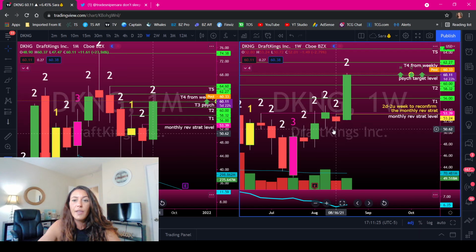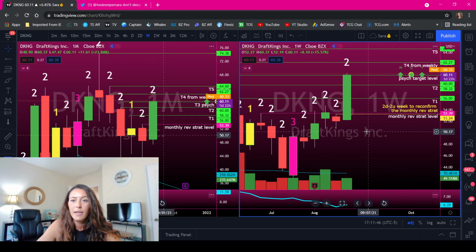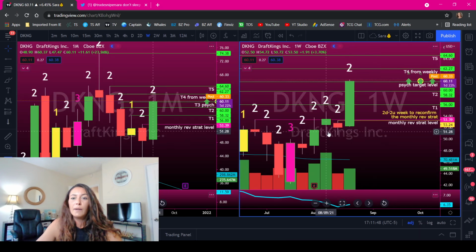So this was a two down because we broke the previous week's low just barely. Actually, that should probably be a one because the low of this week was 50.72, and so was the low of this week. Interesting. TradingView has it as a two down. Either way, it was a pause. It was a breather.